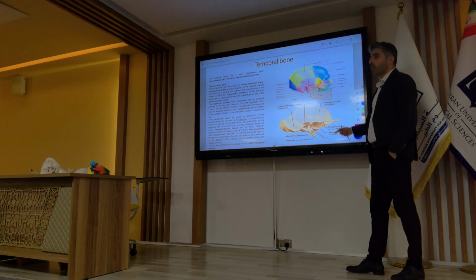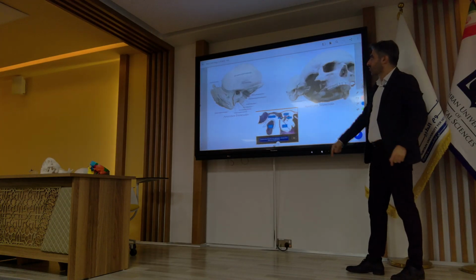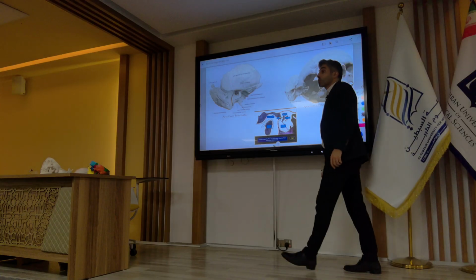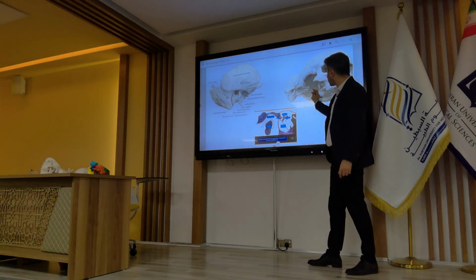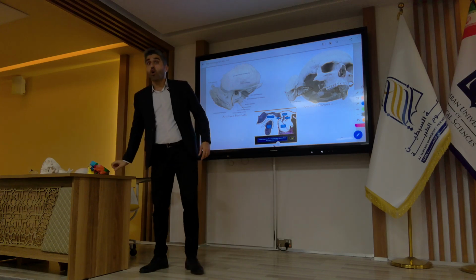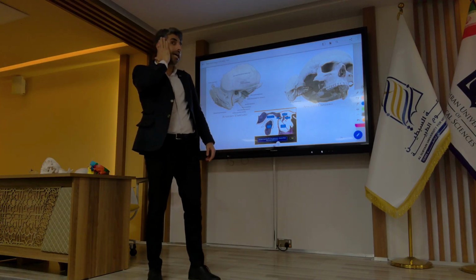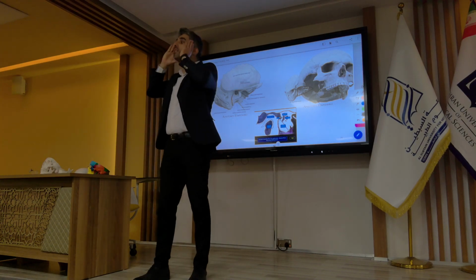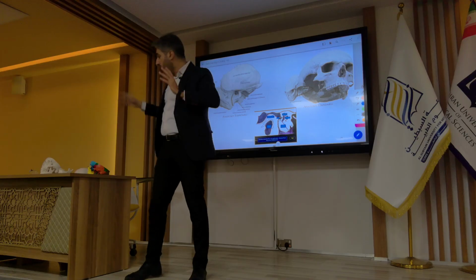And the last part of the temporal bone is the petrous part. I told you this part is in the base. All parts of the temporal bone are not on the lateral side. It has one part in the base of the skull. So this part is the petrous part.